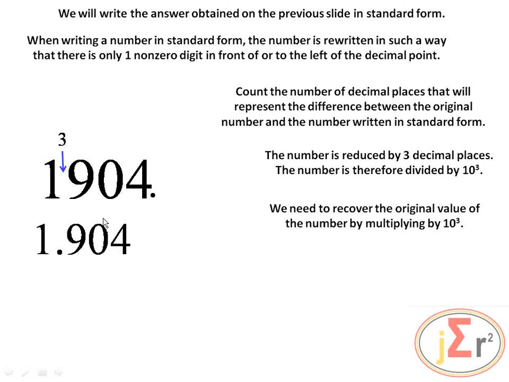In order that we may have it written like this, what do we do? We would have divided this one by 10 to the power of 3, because there's a difference by 3 places of decimal. Dividing by 10 to the power of 3 to get this, we need to recover the original by multiplying by 10 to the power of 3 like that.